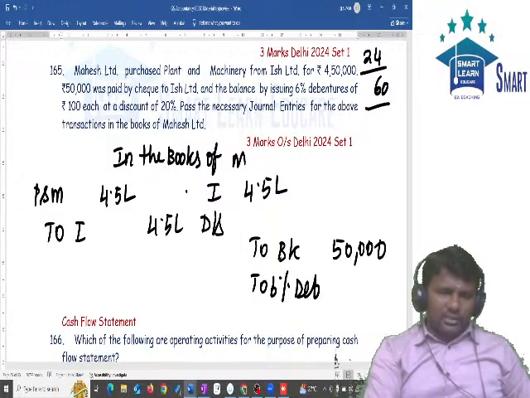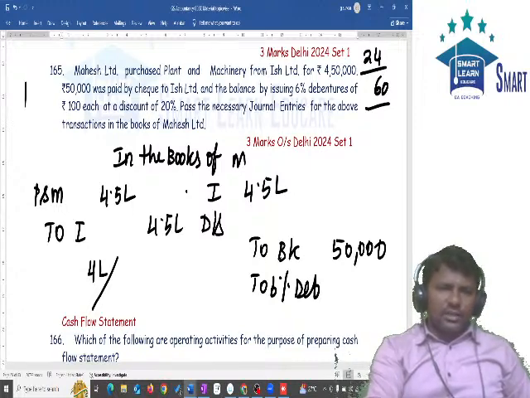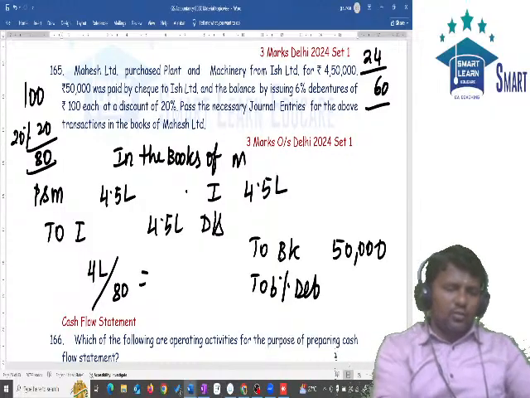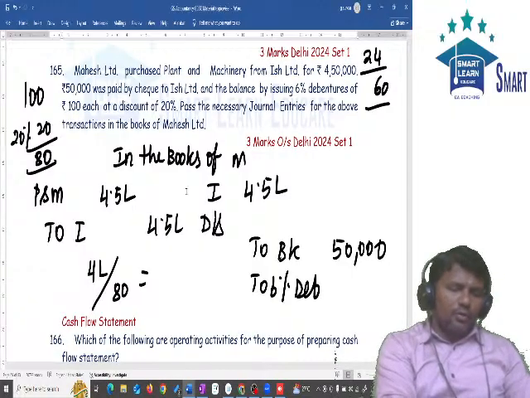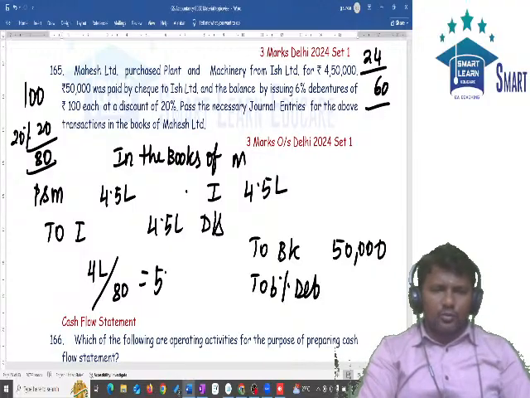Find the number of debentures. So the remaining consideration is 4 lakh. 4 lakh divided by number of debentures. Tell me how many debentures we have. Debenture face value is 100. It is issued at a discount of 20%. So 100 into 20%, 20. 100 minus 20 will give you 80. So 4 lakh divided by 80 will give you 5,000, the number of debentures to be issued.